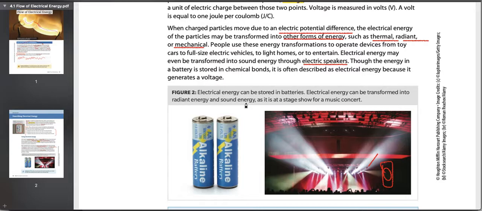Radiant energy and sound energy as it is at a stage show for a music concert. We do not see appropriate physical distancing there. Bad, bad, very bad. Anyway, here are 2 AA batteries, and it says right here that each battery holds 1.5 volts of electricity.